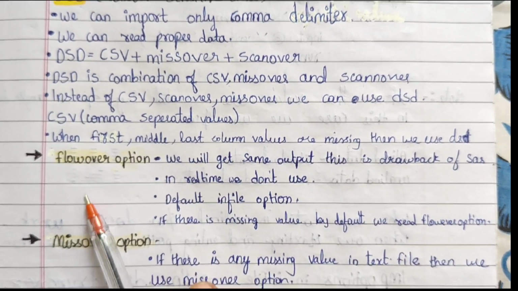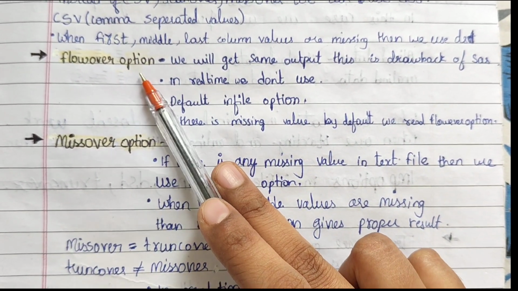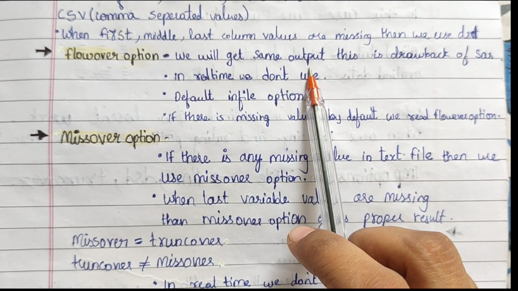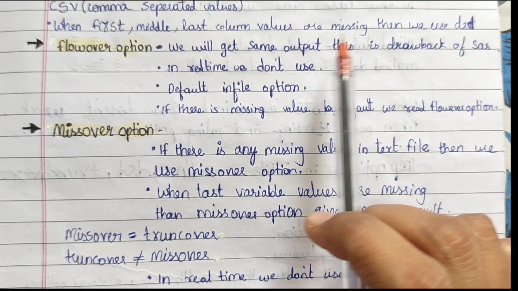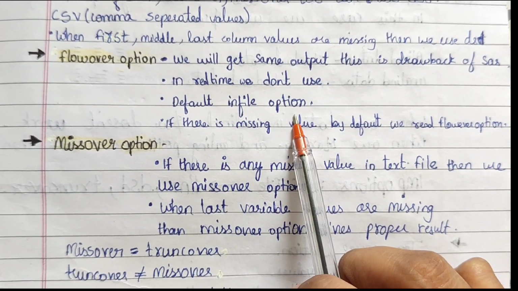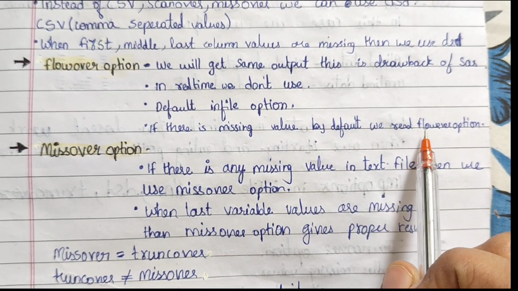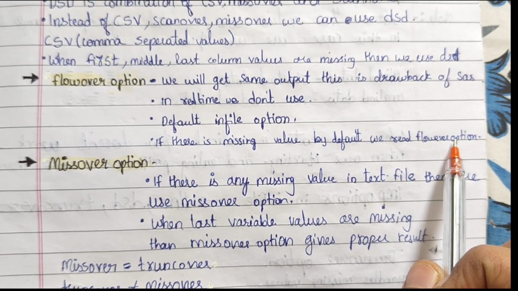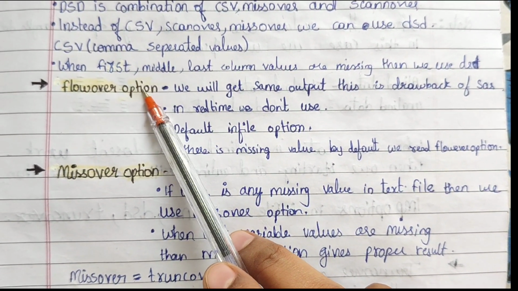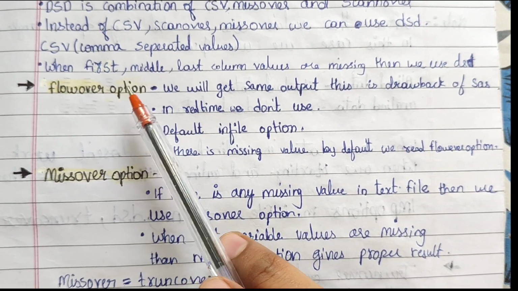Now the flowover option is nothing but our default option. We will get the same output. This is the drawback of SAS. In real time we don't use this default infile option. If there is a missing value, by default we read with the flowover option, and our values will shuffle when we use this flowover option. Default infile option means you have to say flowover option.